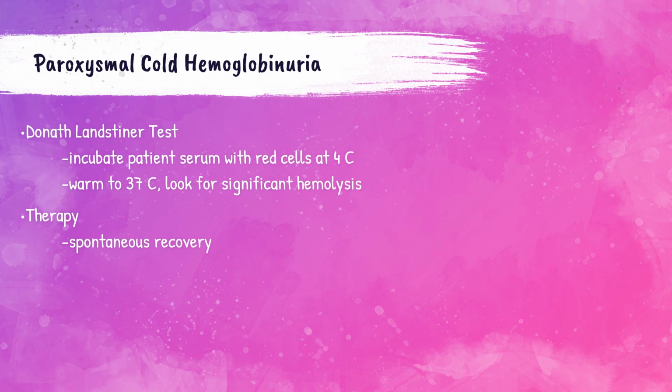I mentioned that anti-P, or that Donath-Landsteiner antibody, causes the hemolysis of the red cells in paroxysmal cold hemoglobinuria. There is a Donath-Landsteiner test to look for this. In this test, we incubate this patient's serum with red cells at 4 degrees Celsius. Then it's warmed up to 37 degrees Celsius, which is body temperature. We look for significant hemolysis in the sample to determine if that patient has paroxysmal cold hemoglobinuria. A therapy for this disorder is just spontaneous recovery.